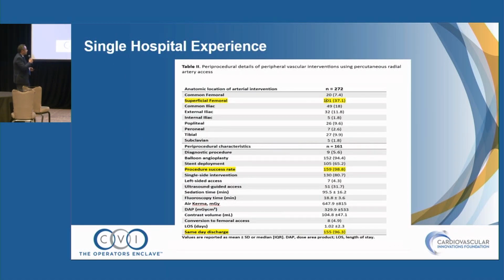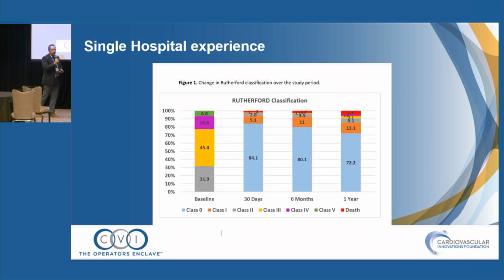This is our publication that we published in ACC and then in SCAI, and now we submitted to ACC. We'll see if it gets accepted. It is for our first 200 patients of radial to peripheral. It's a single hospital experience, looking at our 272 procedures, and the majority of the lesions were SFA. Procedure success was 98.8%, and same-day discharge was 96%. This is 1-year follow-up so far. Looking at their classification, 72% of the patients have Rutherford classification of 0, whereas at baseline 45% were class 3 and 15% were class 4.